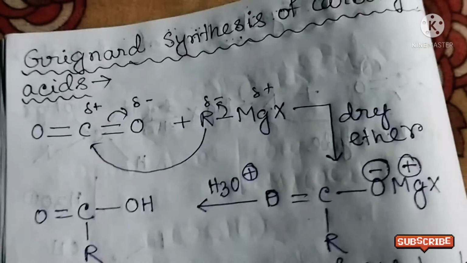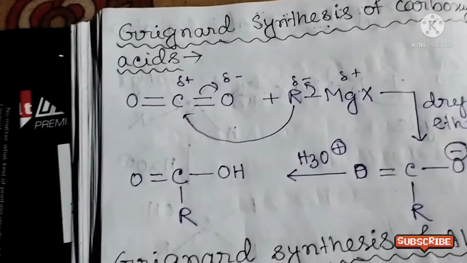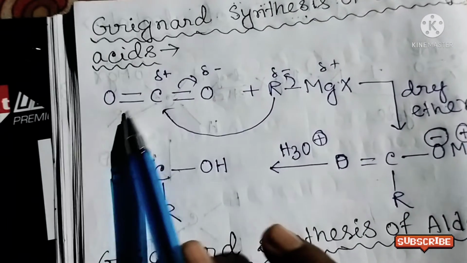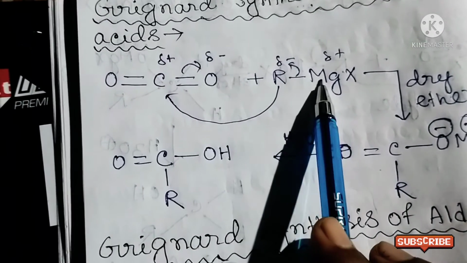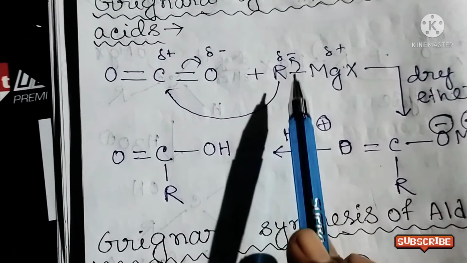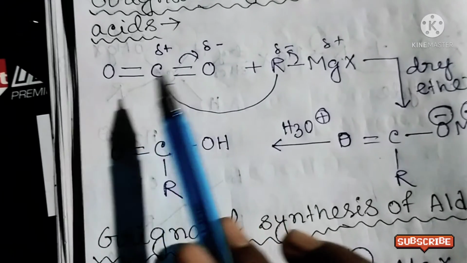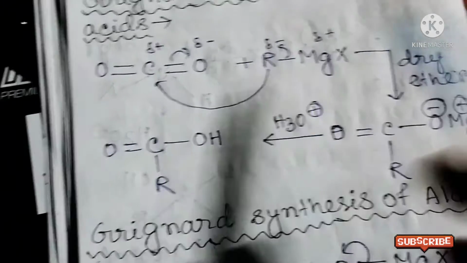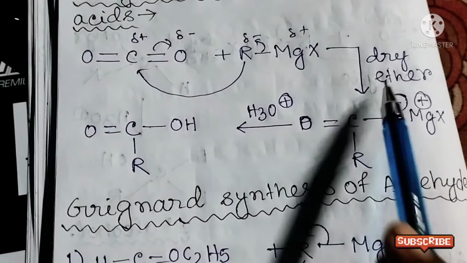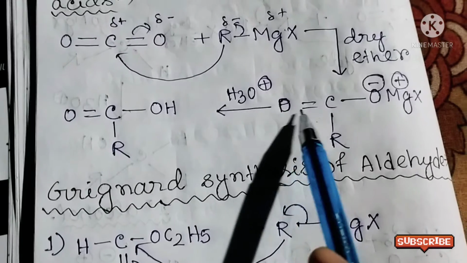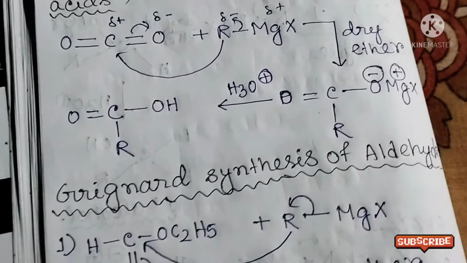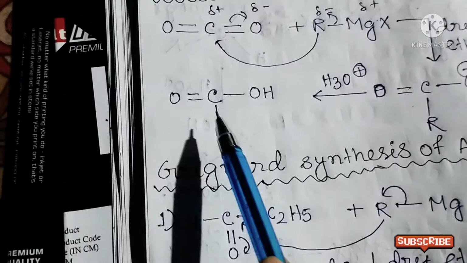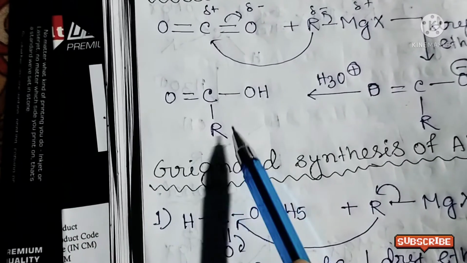Now we see Grignard synthesis of carboxylic acid. So we take O double bond O plus R-MgX. Here this bond breaks, R attacks this carbonyl carbon, this bond shifts from here to here. In the presence of dry ether, we get this compound O double bond C R, O minus MgX plus. Now when we treat this with H3O plus, we get O double bond C R OH.